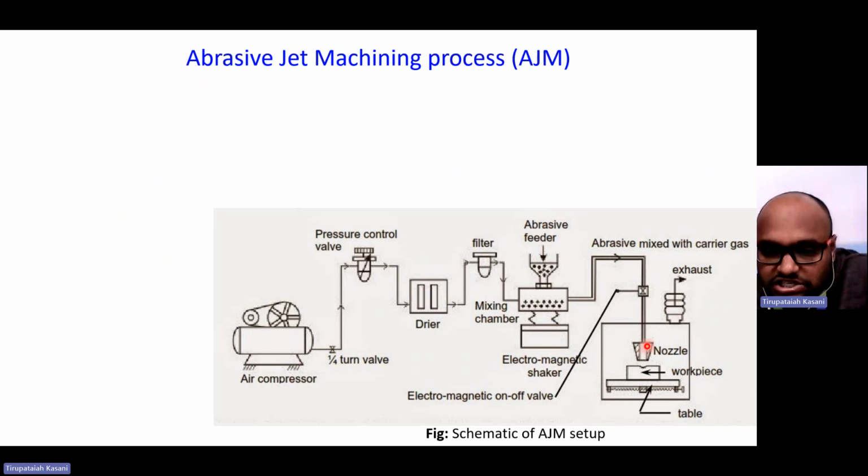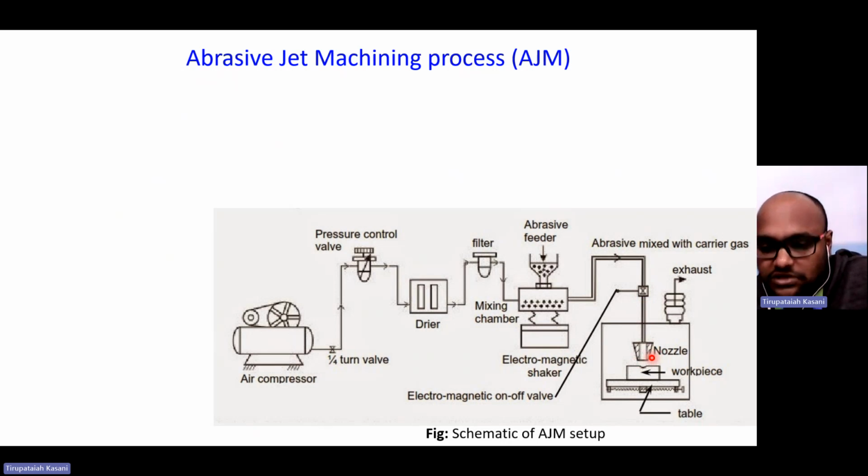The thoroughly mixed air and abrasive particles are fed to the nozzle. This is the nozzle. It is the abrasive mixed with the carrier gas. We can call this dry air the carrier gas. It is now mixed with the abrasive particles and fed to the nozzle. See here, there is an electromagnetic on-off valve to control the mixed air and abrasive particles. This is the valve to control the flow.